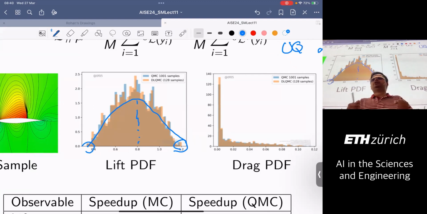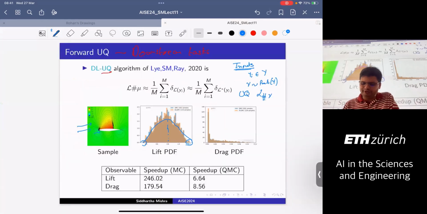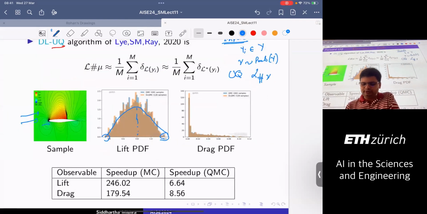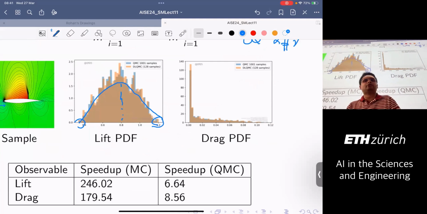In every physical system that you have, there are some intrinsic uncertainties, and these uncertainties can be modeled. You can model the input uncertainties. Here we model the input uncertainties with the prior, which is a uniform distribution. But if you look at the drag, for instance, even though the uncertainty in the inputs, these were the flow parameters, as I told you, angle of attack, Mach number, and so on, in the lift you get some sort of a Gaussian behavior.